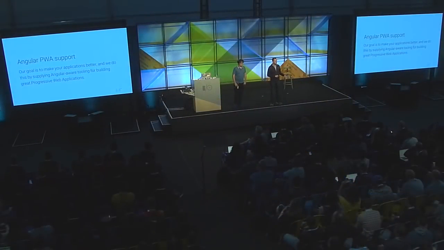We're going to talk about applications that are more reliable. So if I have a 2G internet connection, or maybe I have an unreliable connection where I'm going in and out of service, progressive web applications can help with that. We can also build applications that are more performant, so that we give a better user experience that's going to be more engaging by giving a faster experience. And lastly, we can be more engaging by creating notifications and push notifications that allow us to interact with our user even when they're not using our application. So our goal on the Angular team is to make your applications better. And we're doing this in regard to PWAs by providing Angular-aware tooling that allows you to more easily build progressive web applications that are customized and built based on the code that you're already writing.